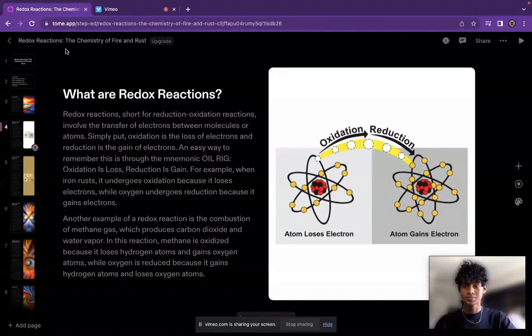electrons. Another example of a redox reaction is the combustion of methane gas, which produces carbon dioxide and water vapor. In this reaction, methane is oxidized because it loses hydrogen atoms and gains oxygen atoms, while oxygen is reduced because it gains hydrogen atoms and loses oxygen atoms.